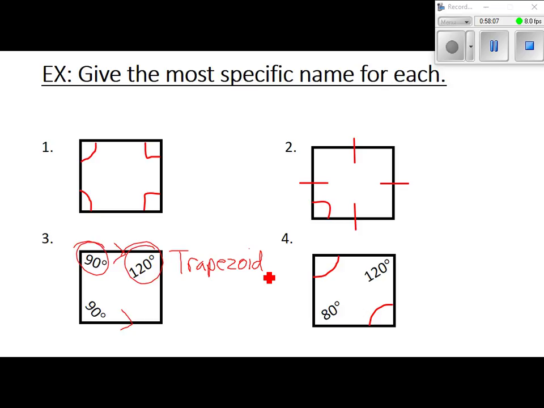Next one, I look at this next shape. I know that's 120, that's 80. First thing I want to do is find these other 2 angles. I know that they're congruent to each other. 120 plus 80 is 200. I know that the 4 angles of a quadrilateral always got to add up to 360. So that leaves me with 160 degrees. Divide that by 2, that tells me this angle is 80. This angle is 80.